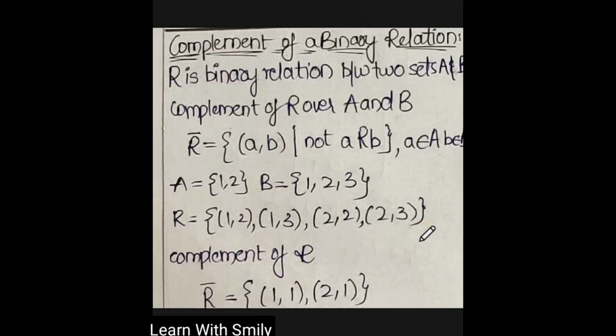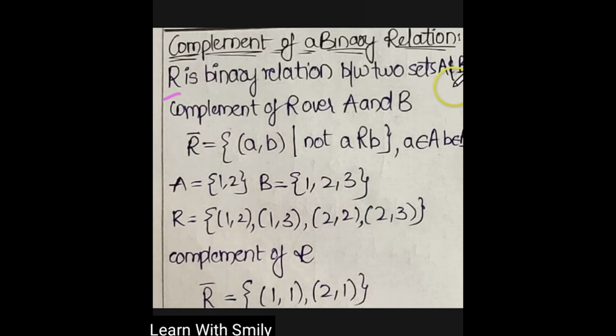Next operation is complement of a binary relation. If you are taking a relation R between two sets A and B, then the complement of R over A and B will be the pairs A comma B, where A is not related to B by R. Okay, let us take set A and set B, and if this is the relation between set A and set B, then the complement is what is not in R. So 1 comma 1 is something that is missing in R, and 2 comma 1 is also missing in R. So the exact opposite, which is not present in R, is the complement of R.